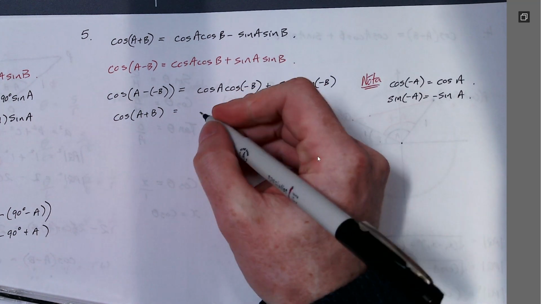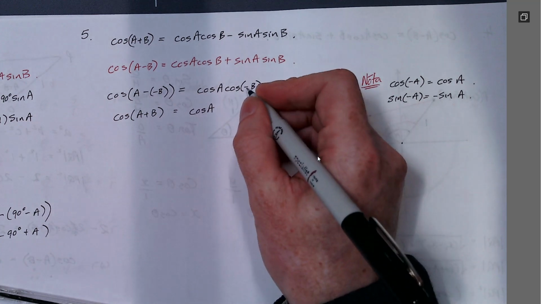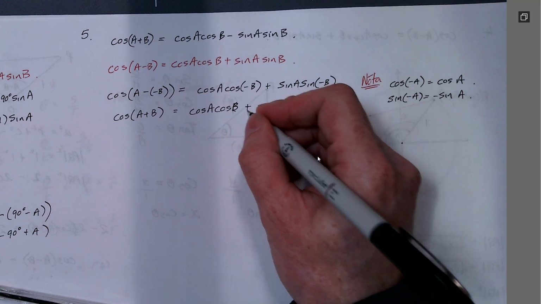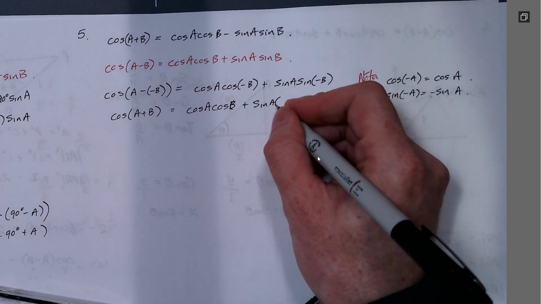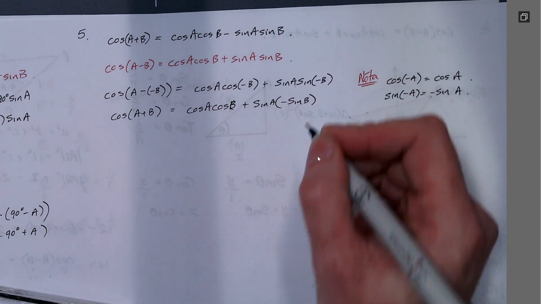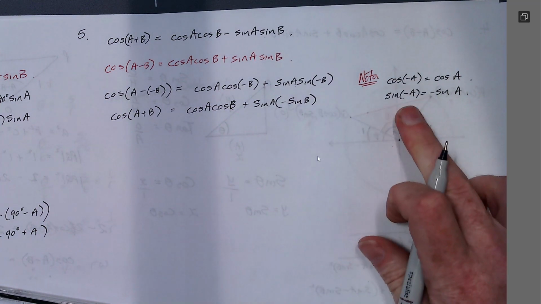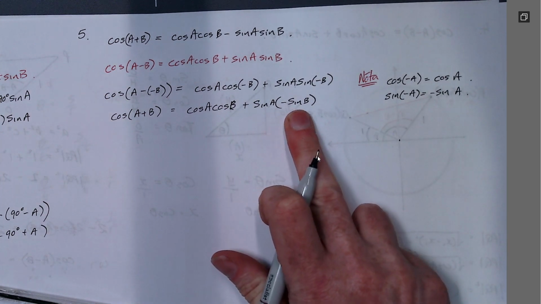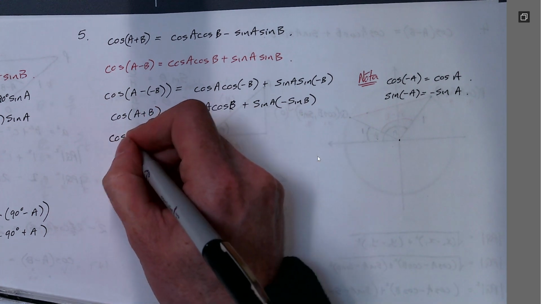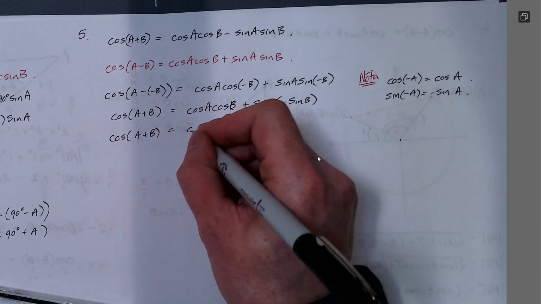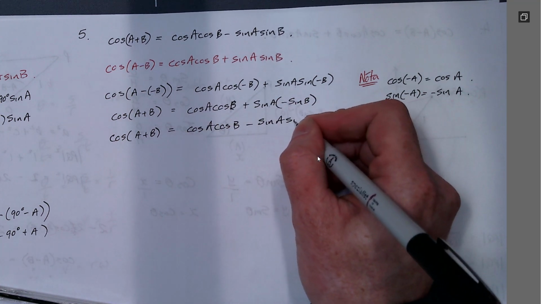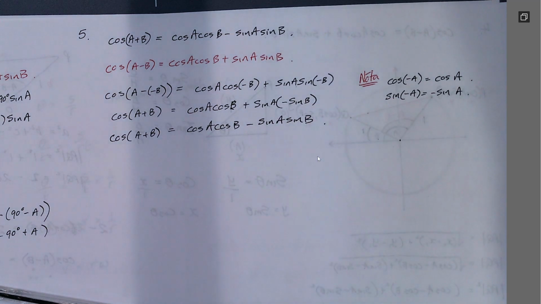So next we get cos A times cos of minus B, which is cos B, plus sin A times minus sin B, since sin of minus B equals minus sin B. So we get cos of A plus B equals cos A cos B minus sin A sin B. Again, proving it is very quick.